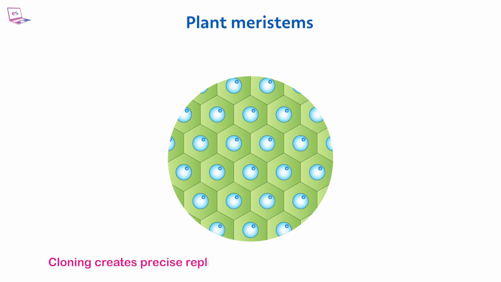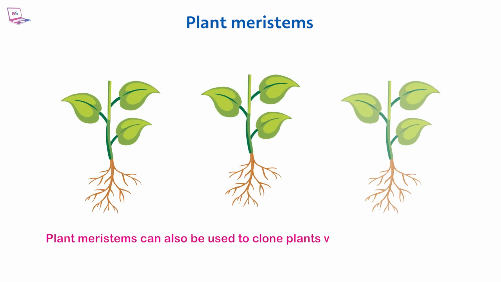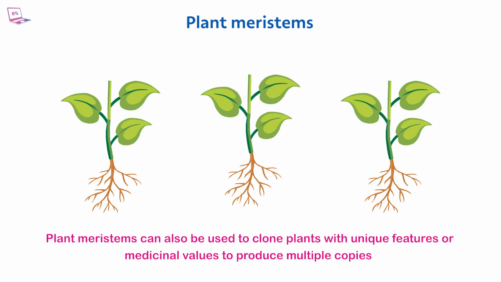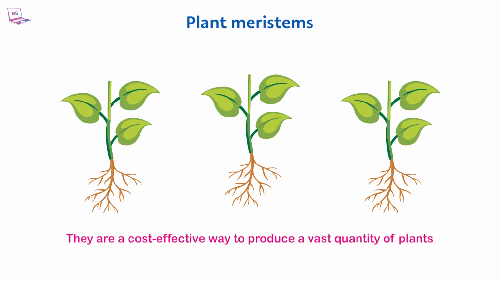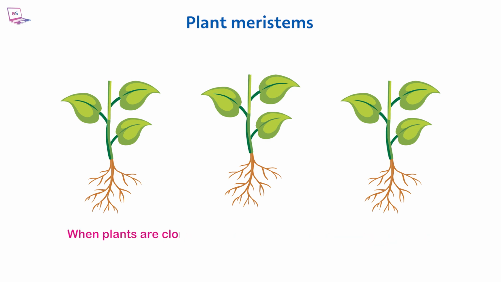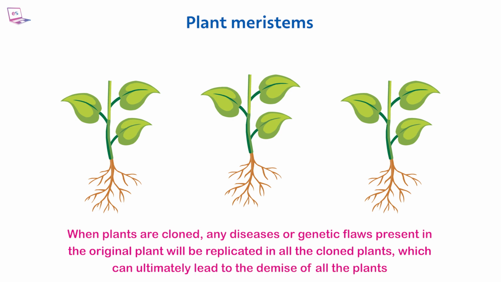Cloning creates precise replicas of an organism, cell, or DNA sequence. Plant meristems can also be used to clone plants with unique features or medicinal values to produce multiple copies. Cloning can be a helpful solution in preventing rare species from going extinct. They are a cost-effective way to produce a vast quantity of plants. When plants are cloned, any diseases or genetic flaws present in the original plant will be replicated in all the cloned plants, which can ultimately lead to the demise of all the plants.